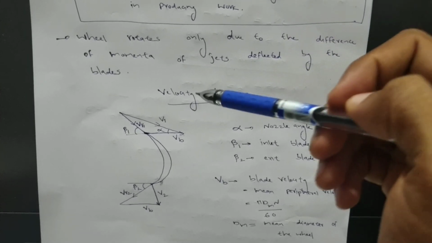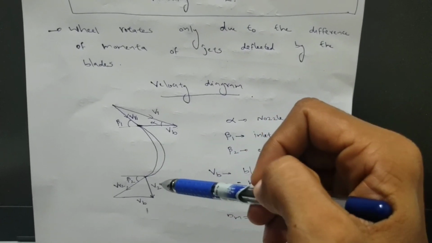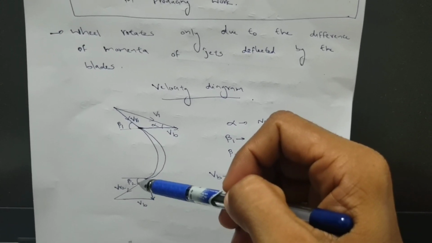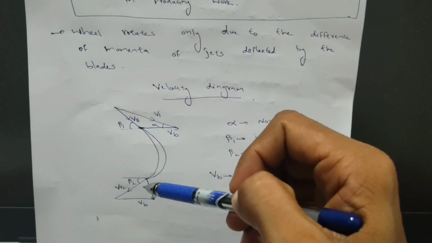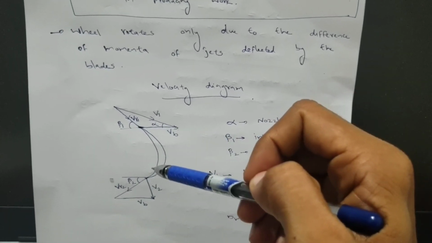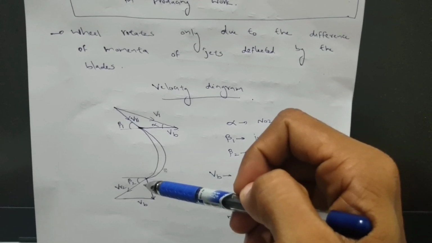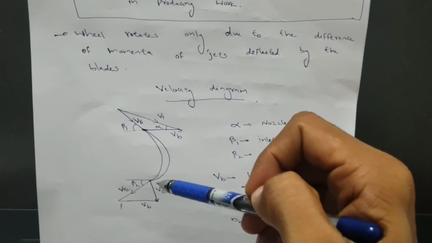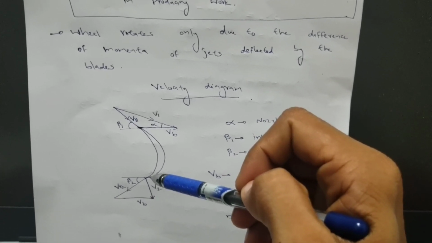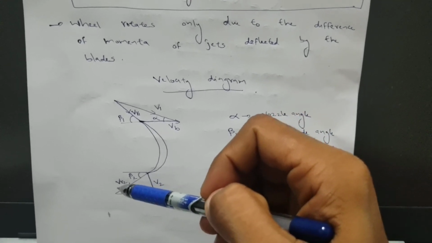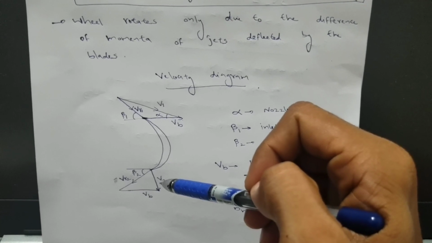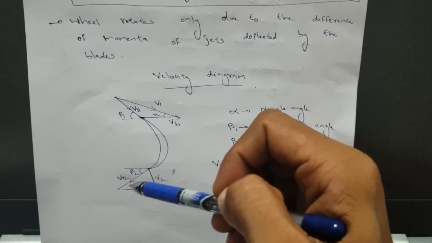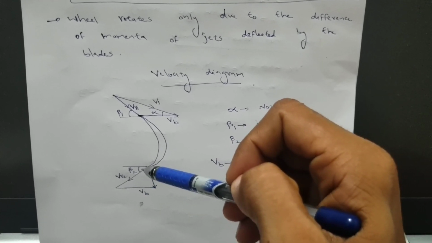Similarly at exit, the steam goes out with a relative velocity vr2, but again it has an absolute component v2. If you look at the absolute velocity of the steam that is going out, that will be v2, but the blade is moving with the velocity vb. So the steam jet goes out with a relative velocity vr2 through the exit blade angle β2.